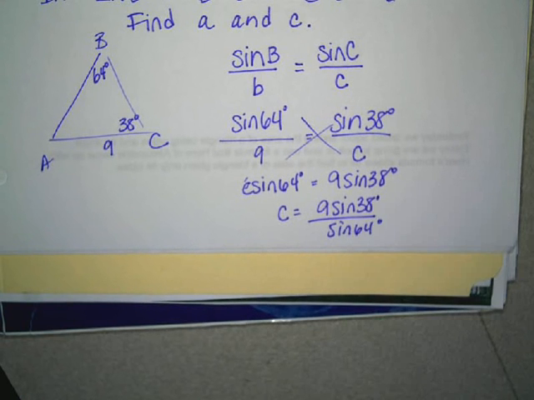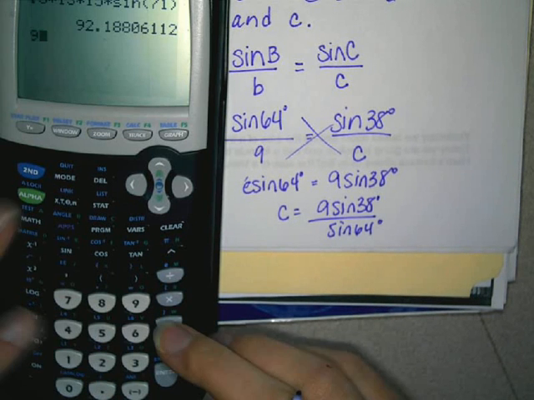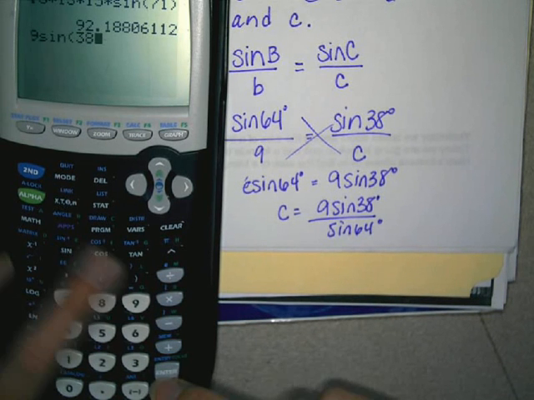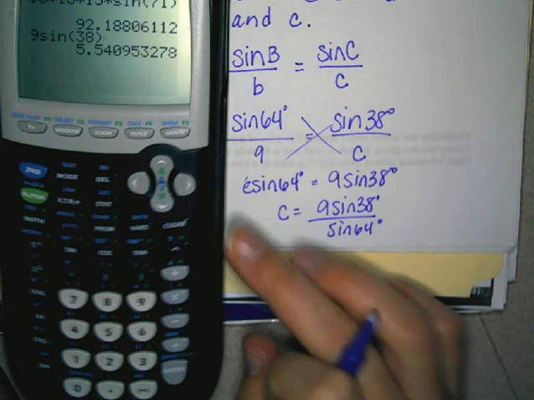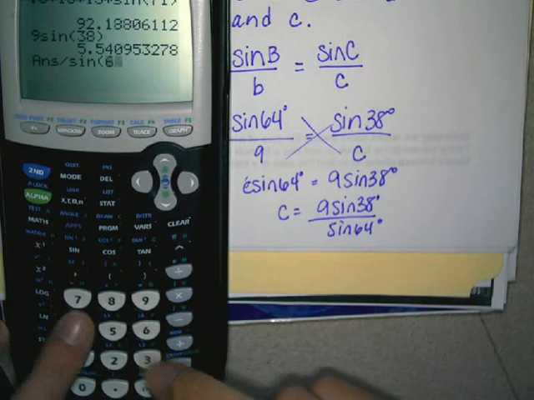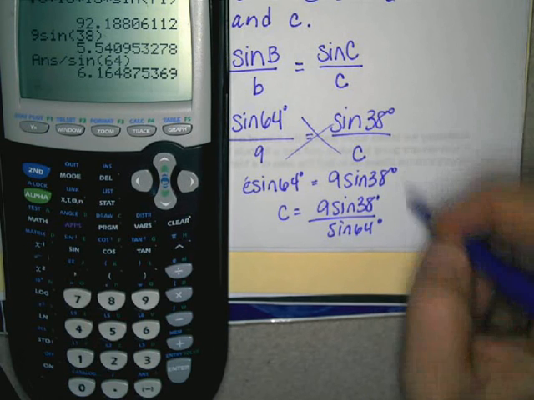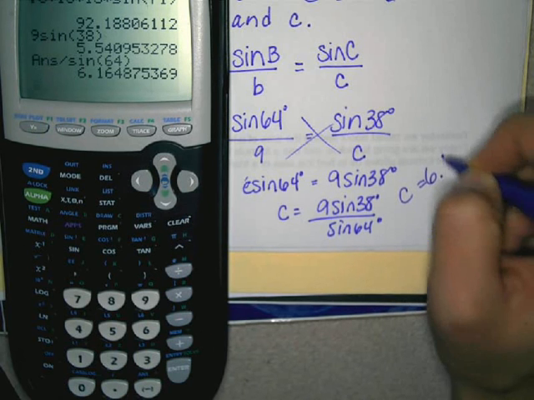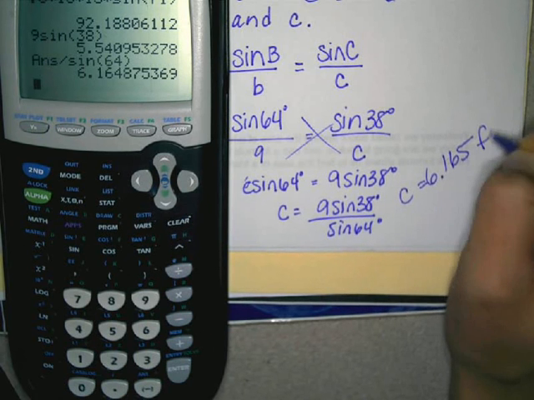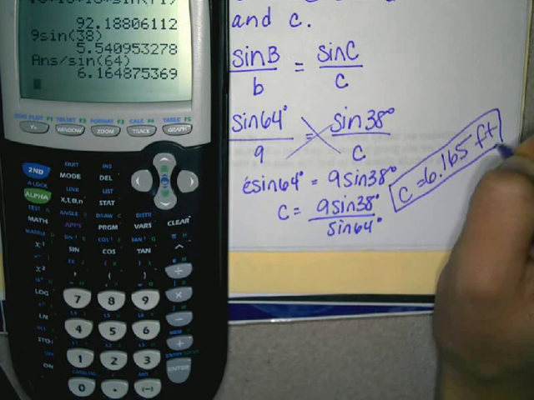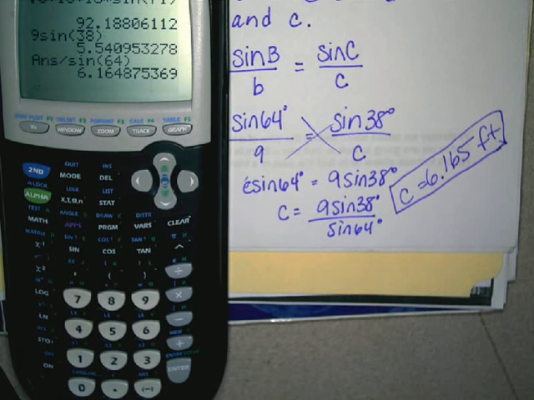Now, if we go ahead and punch that out, I usually do the top first and hit enter, and then divide it. You should get 6.165. Does somebody else get the same thing? TJ did. He's over here celebrating. What? 6.164. Okay. So we have C equals 6.165 feet, or 4 if you want to truncate. Oh, I know what I did wrong. I divided by 64 instead of sine of 64.